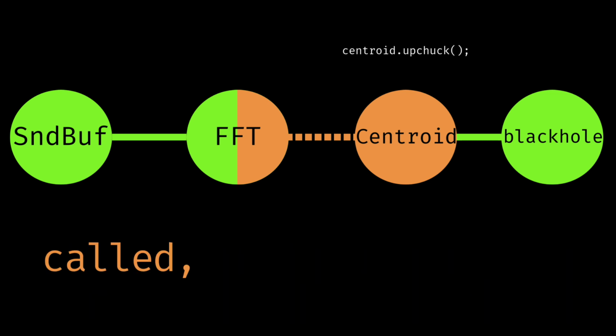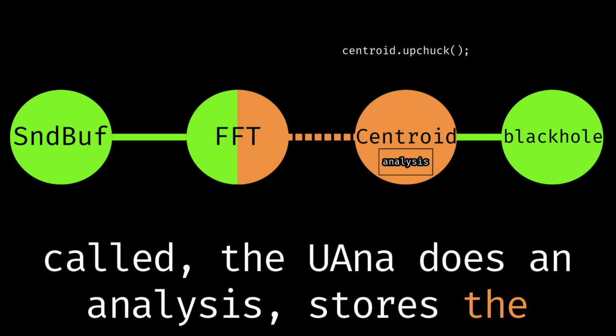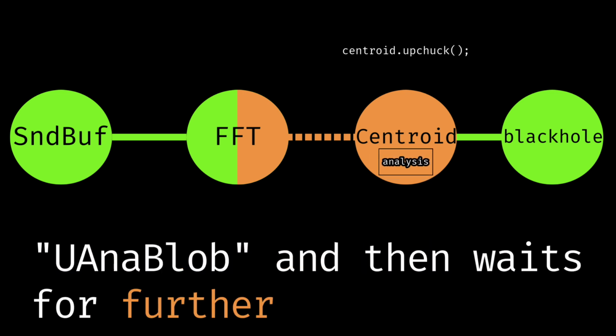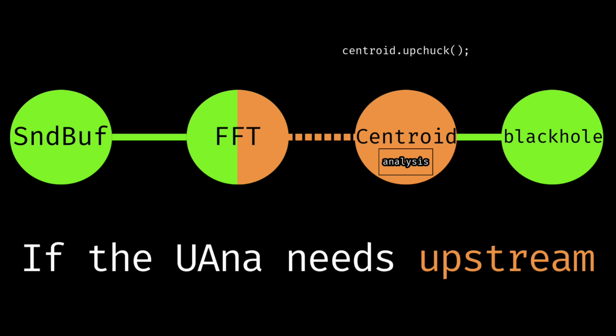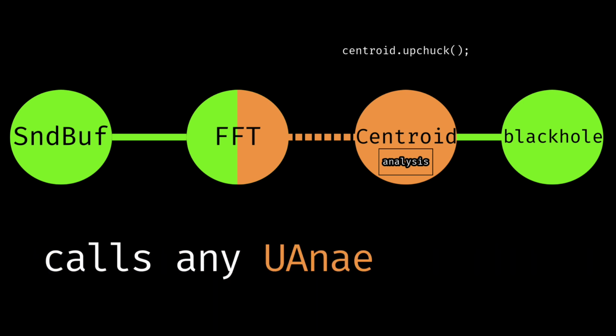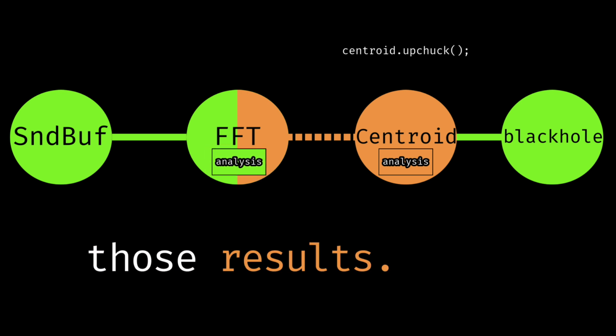When that method gets called, the yuana does an analysis, stores the result inside itself in an object called a yuana blob, and then waits for further instructions. If a yuana needs upstream results in order to calculate results, like the centroid does, then it calls any yuanae that are upchucked into it to get those results.